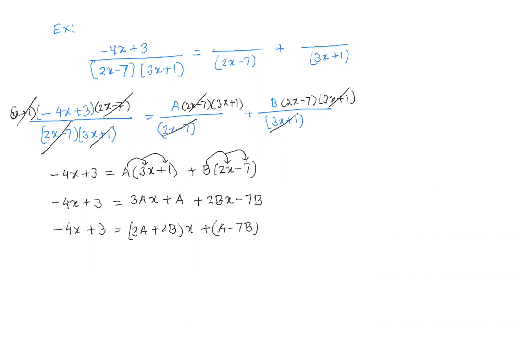All right. Now you compare the coefficients. So the coefficient of x is negative 4. The coefficient of x on the right is 3a plus 2b. So 3a plus 2b is going to be negative 4. And then a minus 7b is equal to 3.